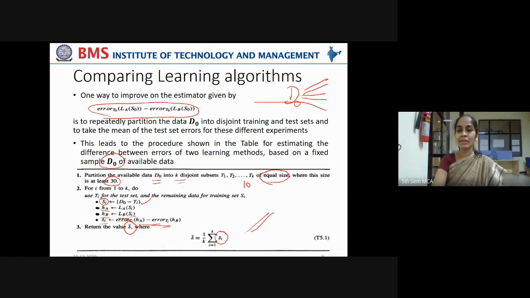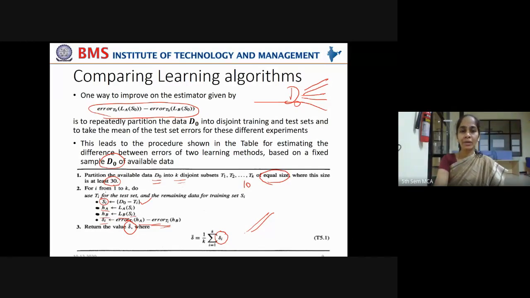Remember, they should be of equal size, where this size is at least 30. We are ensuring that there is a sufficient amount of data in each partition to perform this cross validation. Why are we calling it cross validation? Because each partition will undergo testing to perform the validation. That is why it is called cross validation.